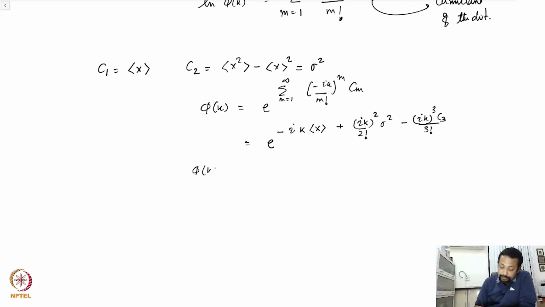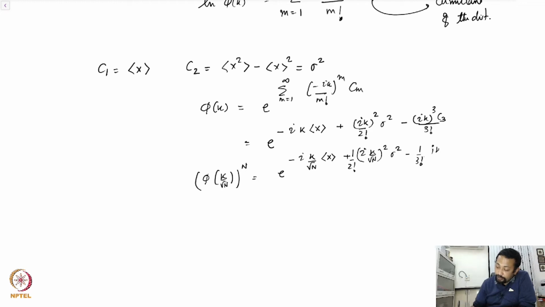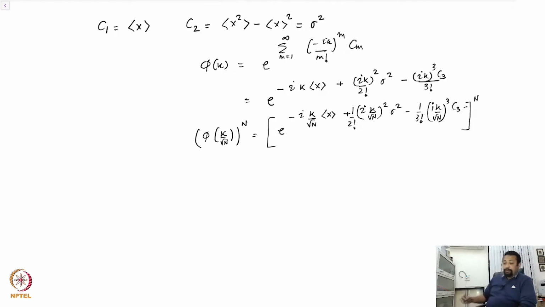Now recall, I have phi k over square root n raised to the power n in the expression, which means this is ik over square root n average x plus ik over square root n whole square, 1 over 2 factorial sigma square, plus 1 over 3 factorial ik over square root n whole cube c3, whole raised to the power n. There are of course other terms.